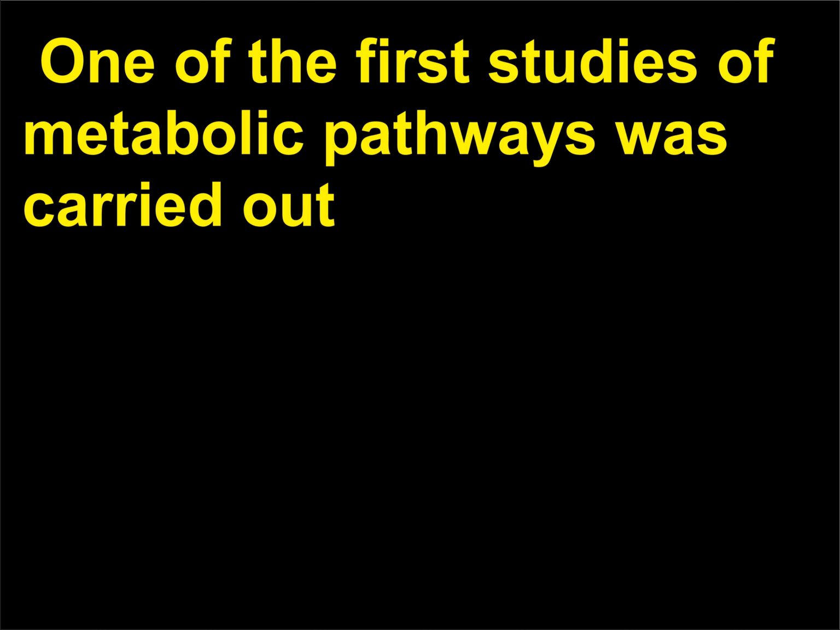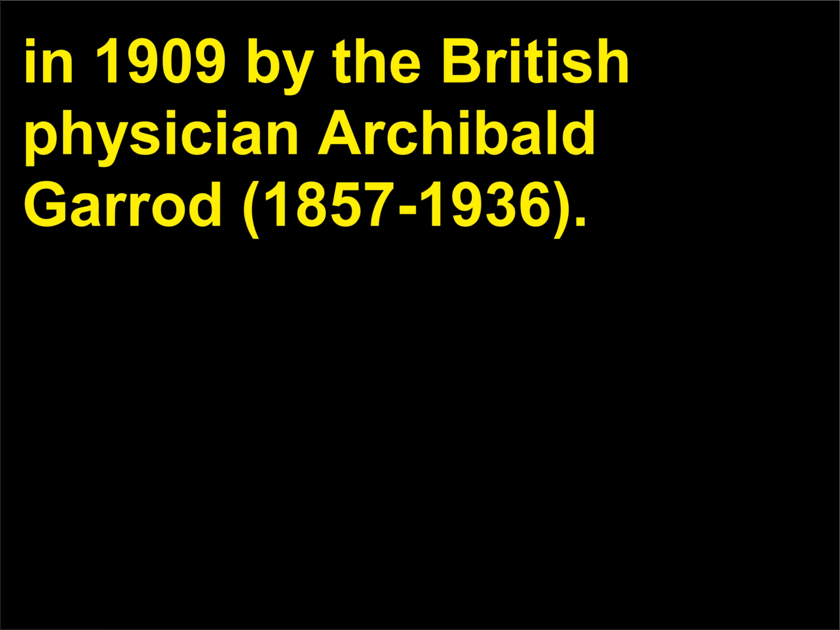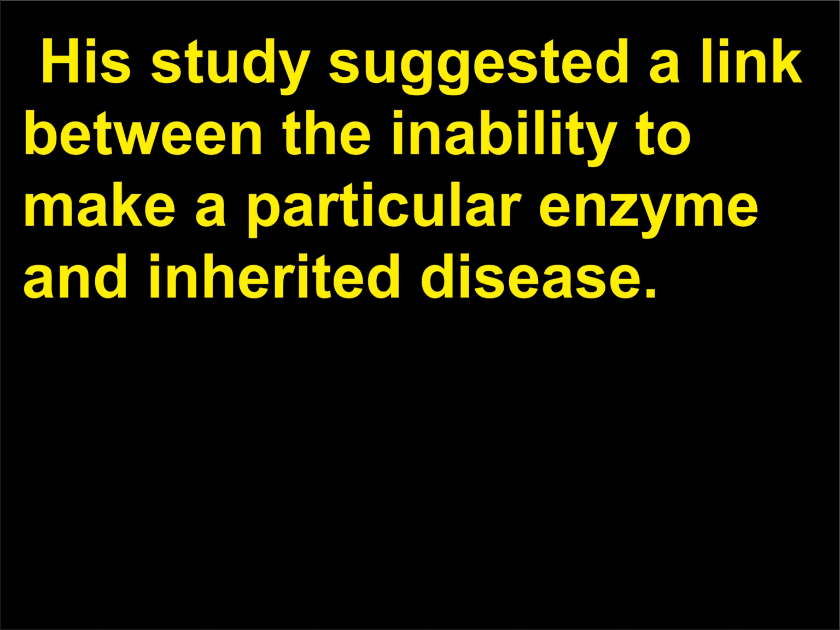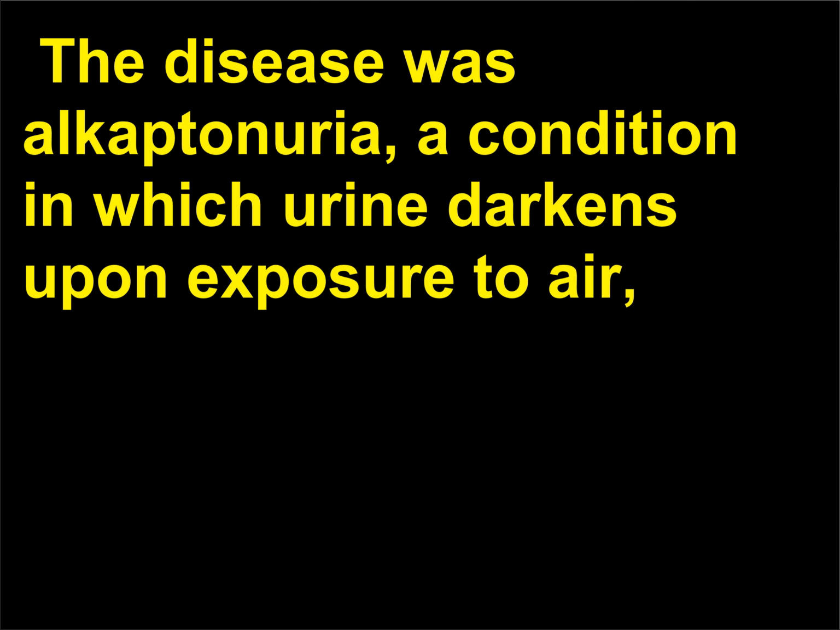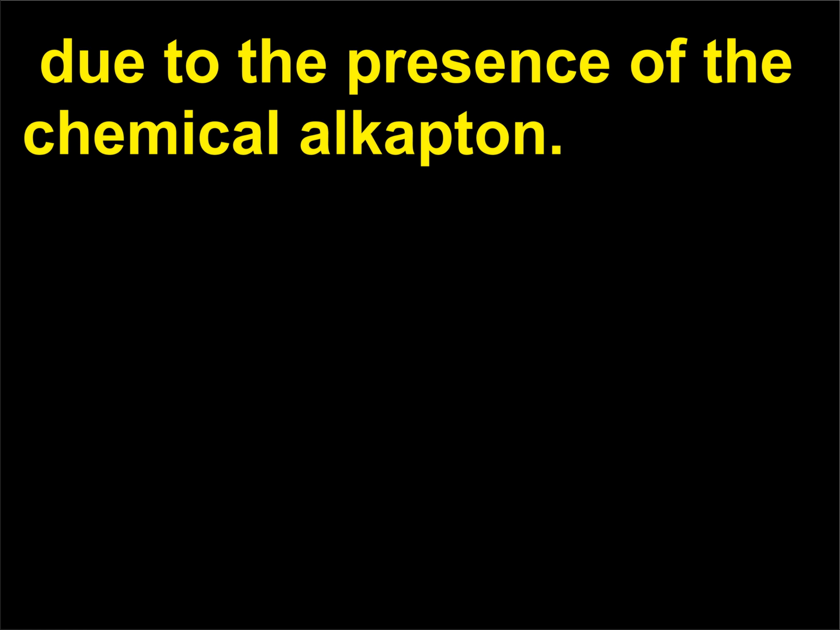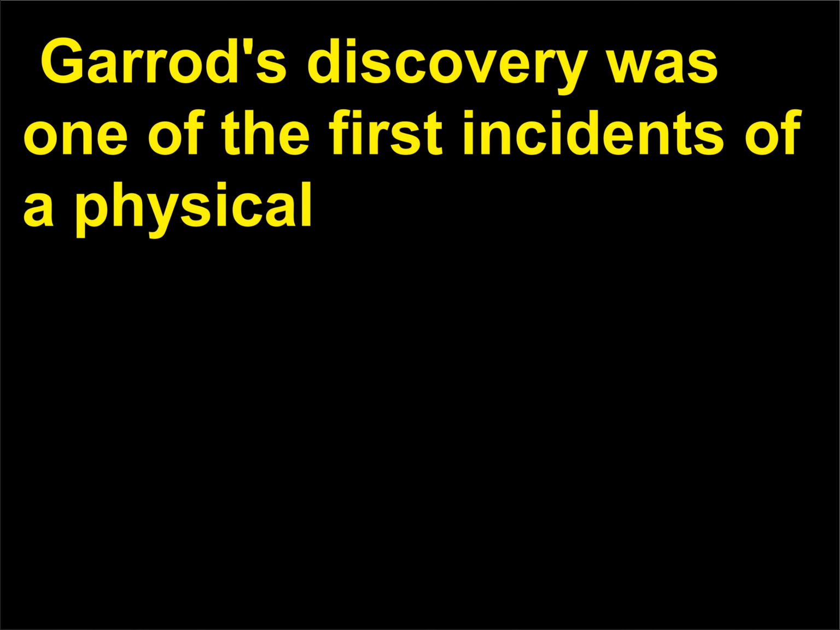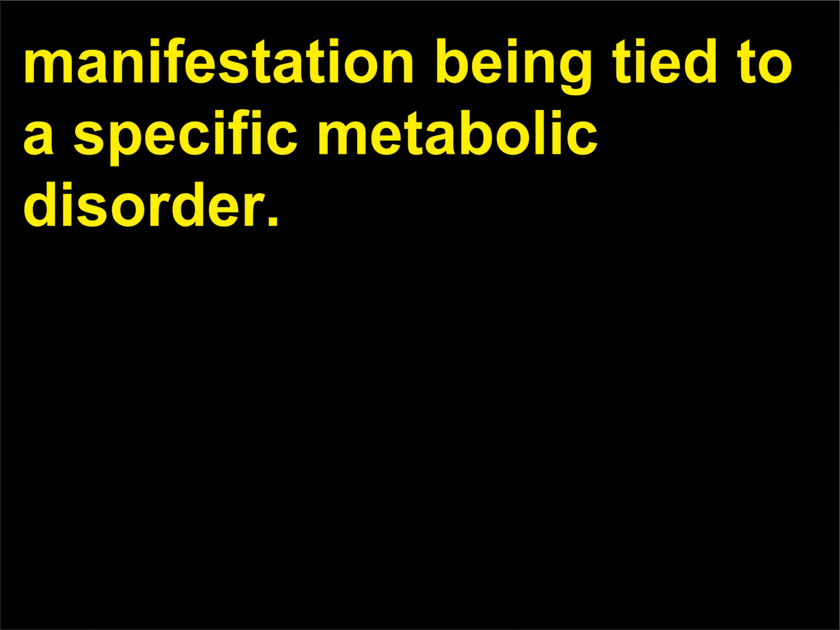One of the first studies of metabolic pathways was carried out in 1909 by the British physician Archibald Garrod, 1857 to 1936. His study suggested a link between the inability to make a particular enzyme and inherited disease. The disease was alkaptonuria, a condition in which urine darkens upon exposure to air, due to the presence of the chemical alkapton. Garrod's discovery was one of the first incidents of a physical manifestation being tied to a specific metabolic disorder.